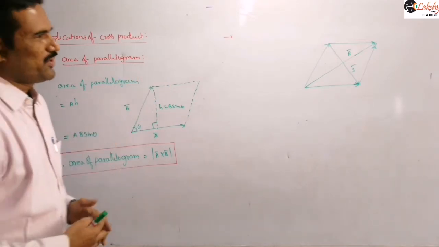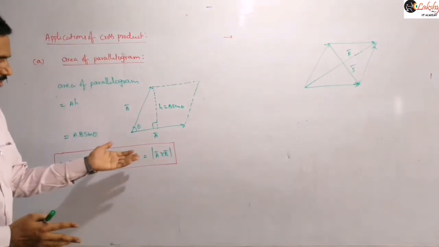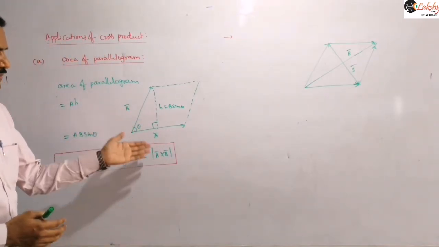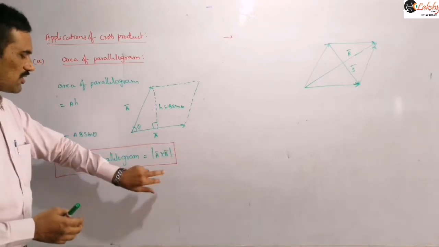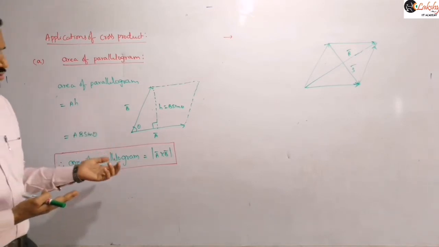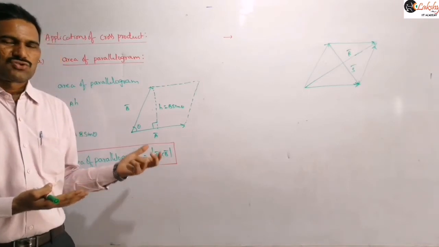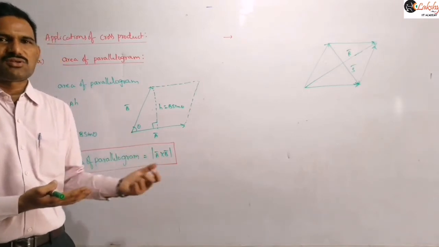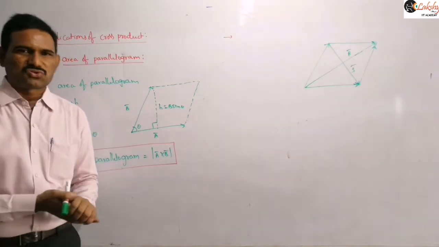So can you say how to find this area if diagonals are given to us? According to our formula, A and B should be the adjacent sides of a parallelogram. Then mod of A bar cross B bar will give the area of this parallelogram. So this is also said to be the geometrical representation of the cross product of two vectors. Geometrically, the cross product of two vectors represents the area of the parallelogram formed by those two vectors.